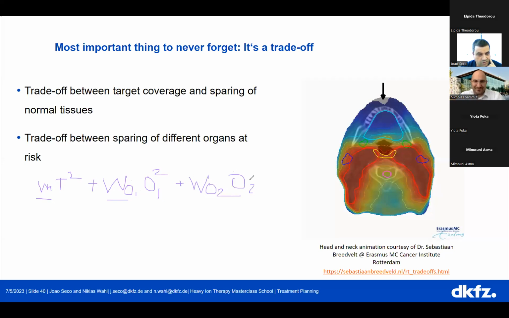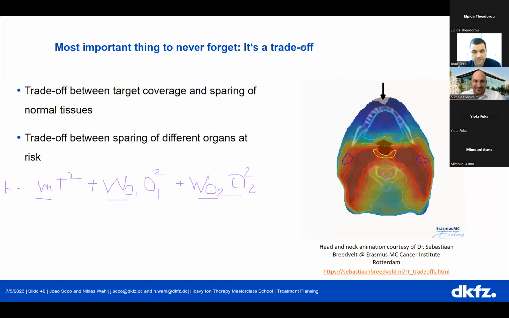And they will be contributing to your objective function. So this is my objective function, which is quadratic, all right? I've just put them as T squared and O1 squared and O2 squared. But the problem is that you have these weights that can be any random number of weights, right? So you have to find the optimal solution, but you have to play around with these weights. And this is really a very complicated process.